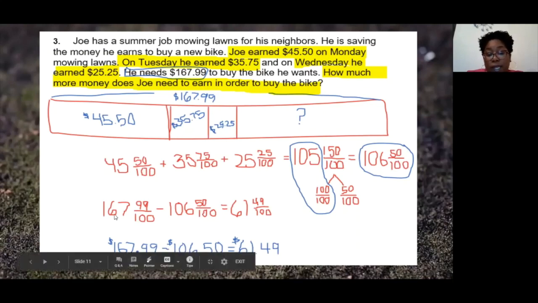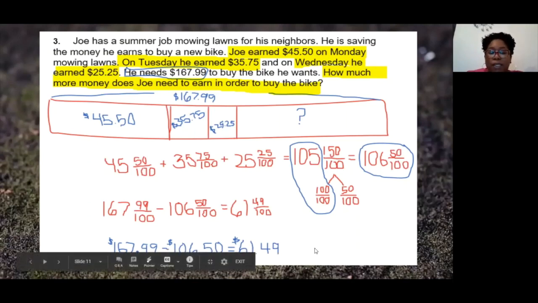So once again, this is the total for the bike, and this amount represents what he has collected already. That gives us a difference of 61 and 49 hundredths, or $61.49. How did you do on that?